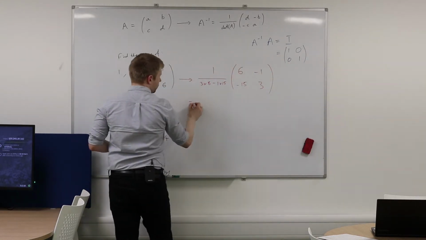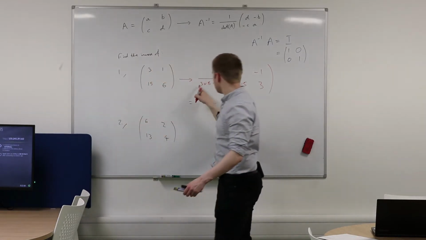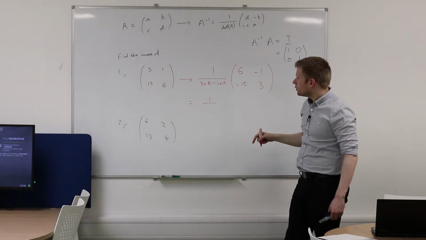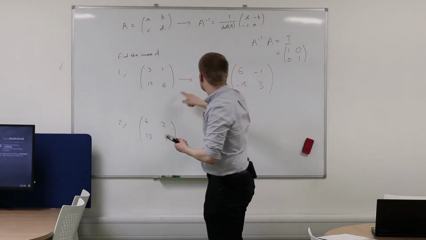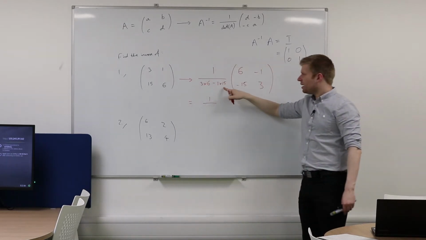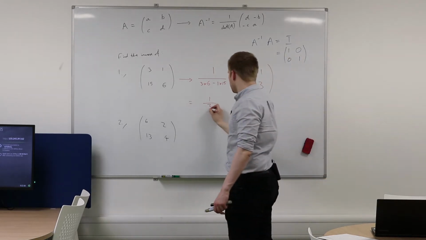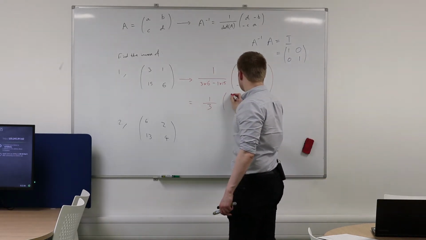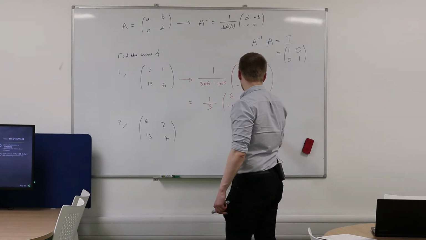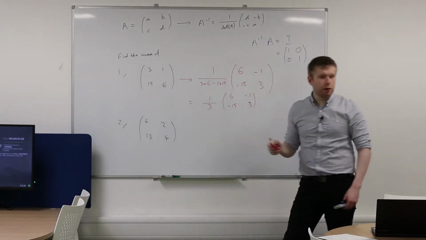So this is 1 divided by what? What's 18 minus 15? Sorry, what am I doing there? Oh, it's 3 times 6. That's why. So 18 minus 15. What's that equal to? It's equal to 3. And then I leave that alone, so 6, negative 1, negative 15, and positive 3. Fantastic, happy with that? Okay.